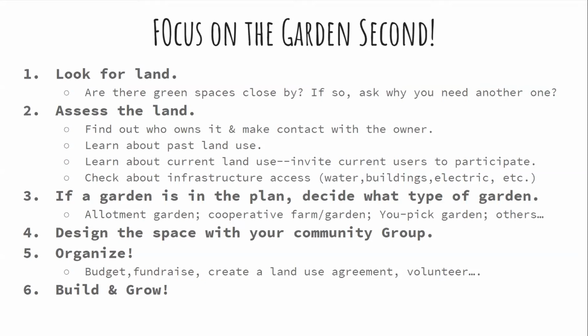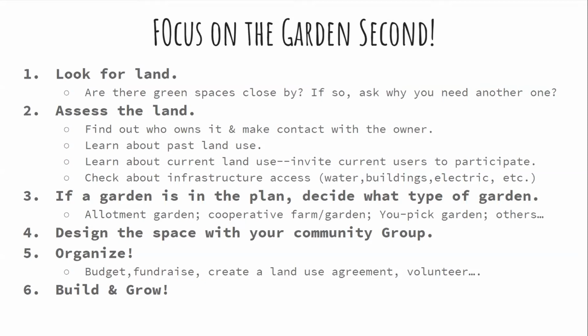So a part of that community engagement piece is learning about how people are already currently interacting with that space, because oftentimes people want to continue that interaction. They may want to improve it or change it in some way, but you want to value that existing interaction first. And then finally, as a part of your assessment of the land, check in about the infrastructure.